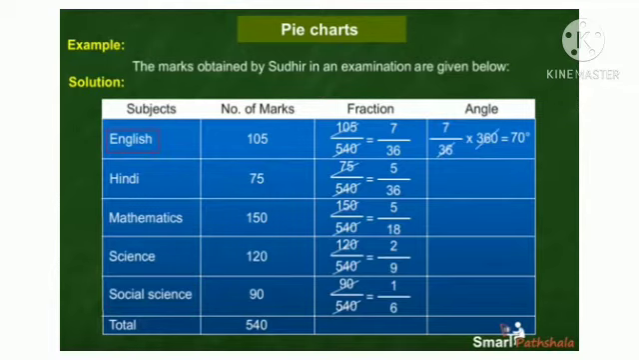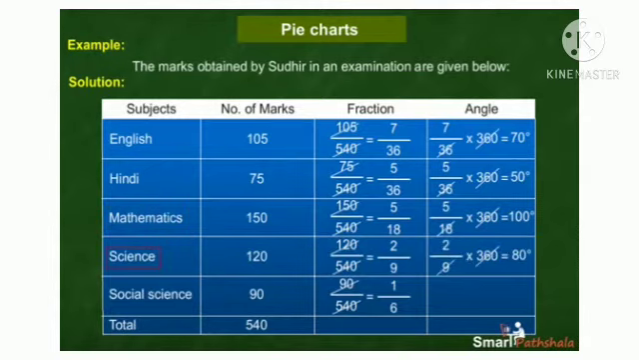English is equal to 7 upon 36 into 360 is equal to 70 degrees. Hindi is equal to 5 upon 36 into 360 is equal to 50 degrees. Mathematics is equal to 5 upon 18 into 360 is equal to 100 degrees. Science is equal to 2 upon 9 into 360 is equal to 80 degrees. Social science is equal to 1 upon 6 into 360 is equal to 60 degrees.